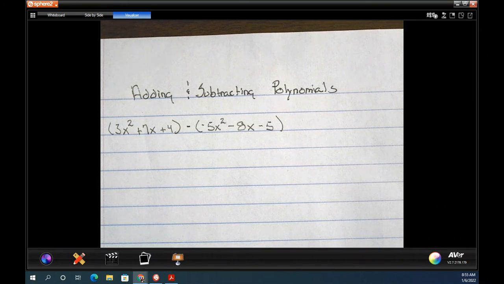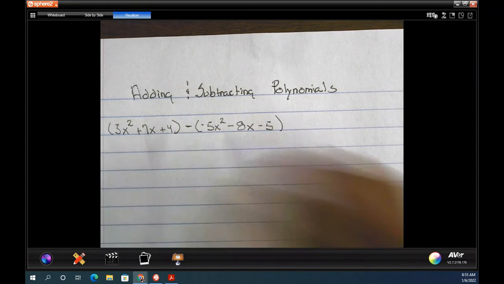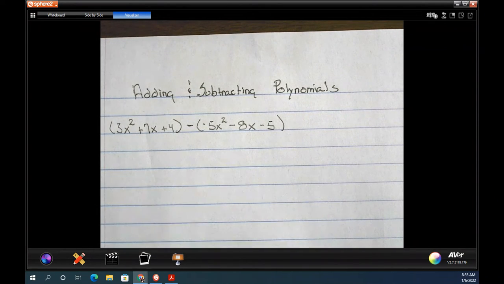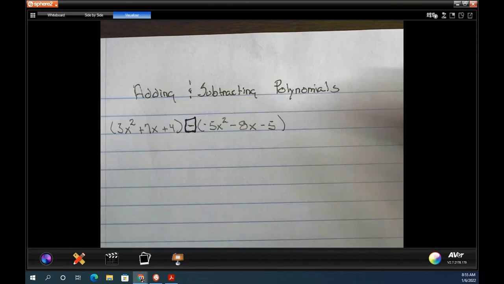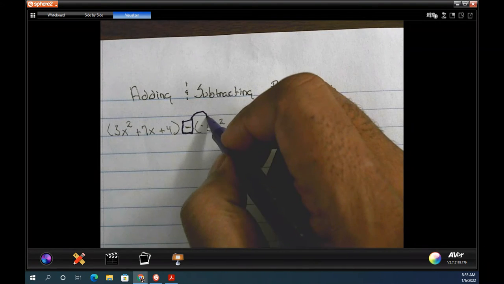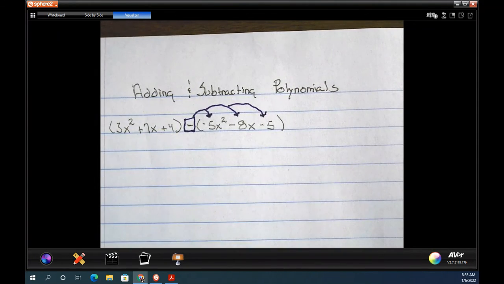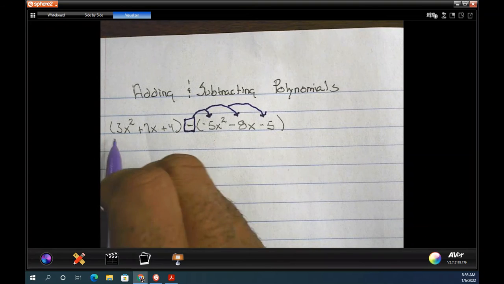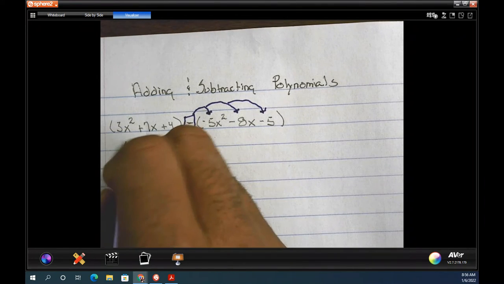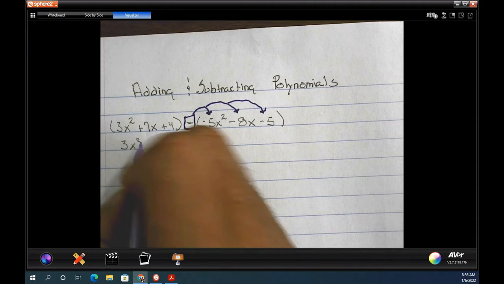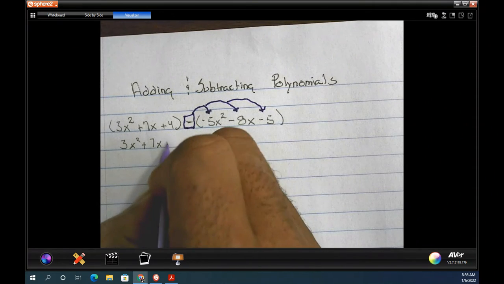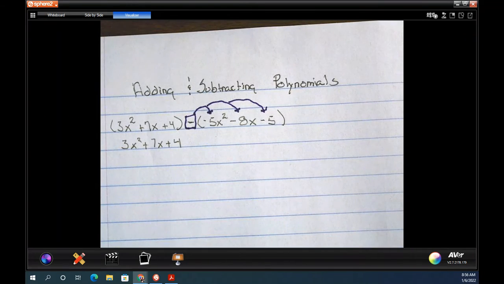Now, here's the thing. When we have subtraction, you have to distribute that to everything inside the parentheses. And when you're distributing, it's like multiplying by negative 1. Now, here's the deal. On the left side, just drop the parentheses and rewrite it. 3x squared plus 7x plus 4. That's all you have to do.